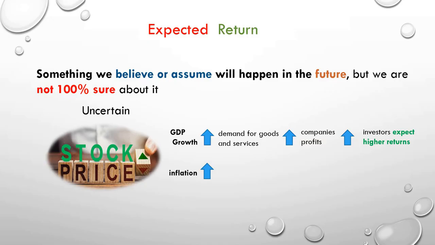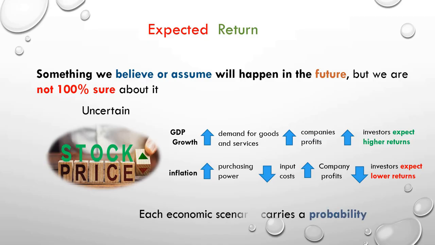Let's take another example. Inflation is there and inflation is increasing. If inflation is increasing, the purchasing power of the individuals will decrease. And if that happens, the input cost will increase. That means the cost of raw material and cost of labor will increase. And if all these things happen, the company's profit will decrease. And if the company's profit is decreasing, investors will expect lower returns. So I have just taken two economic scenarios, and each economic scenario carries a probability. If GDP increases, investors' demand will increase. If GDP decreases, investors' demand for higher return will decrease. So everything depends on the condition. Every economic factor, maybe your industry factors, maybe your company factors, everything carries a probability.